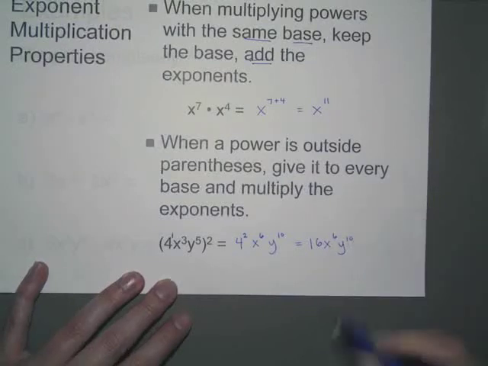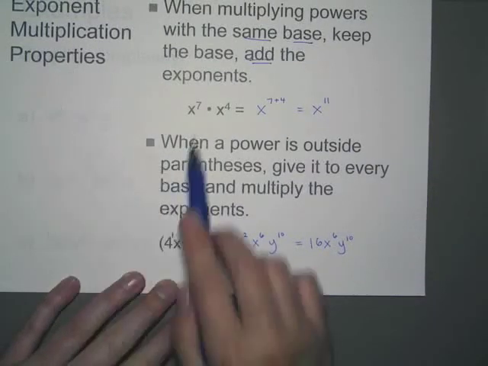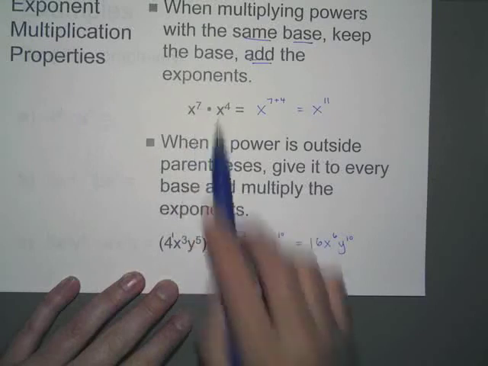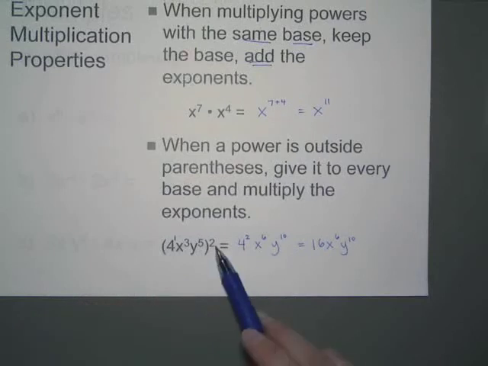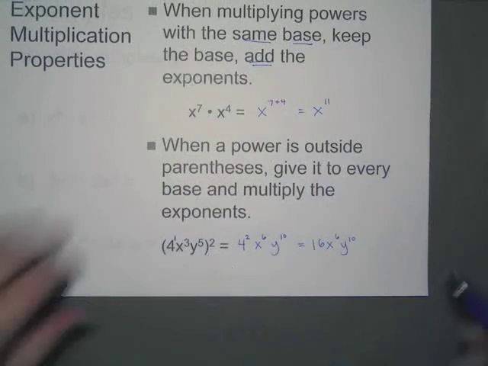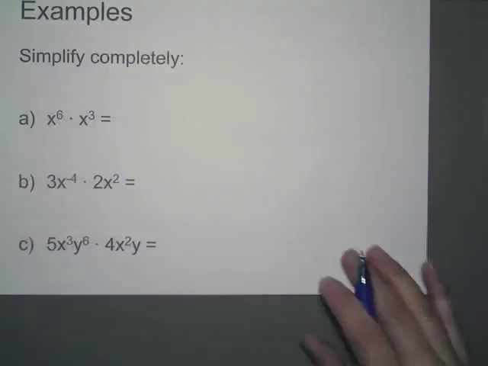Okay, so these are our multiplication properties. Two of the same base, I add the exponents. Exponent outside parentheses, I give it to each base, and I multiply my exponents. We can kind of think about it a little bit like distribution. All right, let's try some examples of this work.